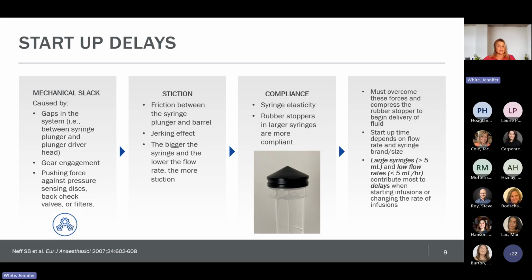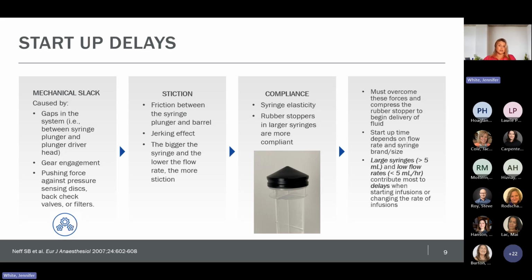Compliance is related to the elasticity of the syringe and the compressibility of the rubber stopper. Plastic syringes can swell when pressure is exerted inside the syringe. You may not be able to visualize this, but it can occur to a degree that affects the flow rate. You can see in the photo the plunger with the rubber stopper from a larger syringe. If you've ever removed this plunger from a large syringe and pressed the rubber stopper, you've noticed that it is compressible. This is because there is a pocket of air in the stopper.